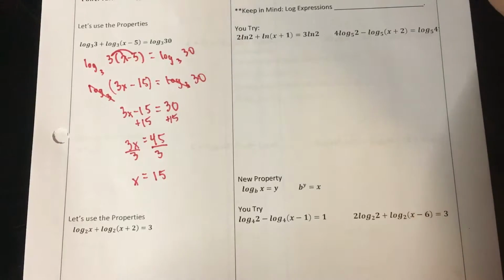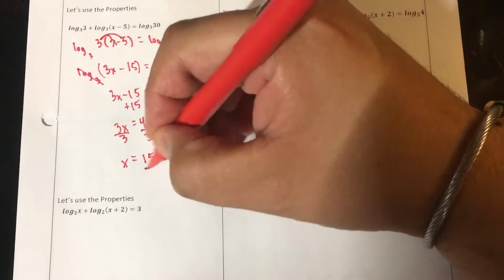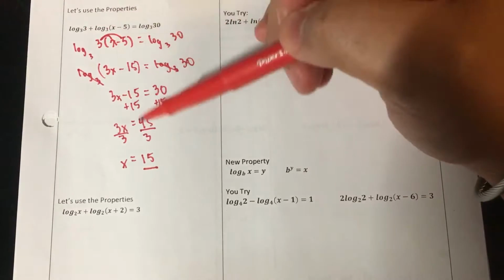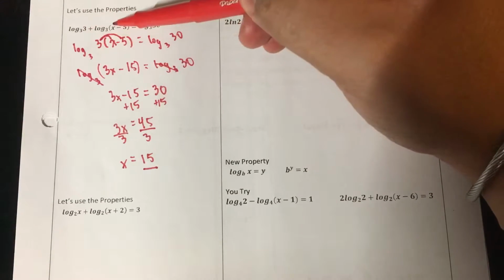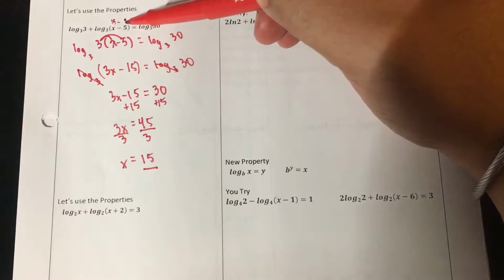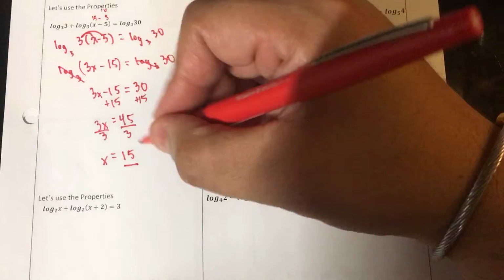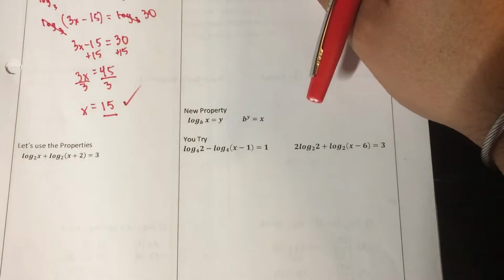So x is equal to 15, and I do have to plug it in here. Anywhere I see an x, I'll go ahead and plug it in. Here there's no x to plug in. Here 15 minus 5 is 10, which is okay because I can't have negatives inside the logs. So this is my answer.